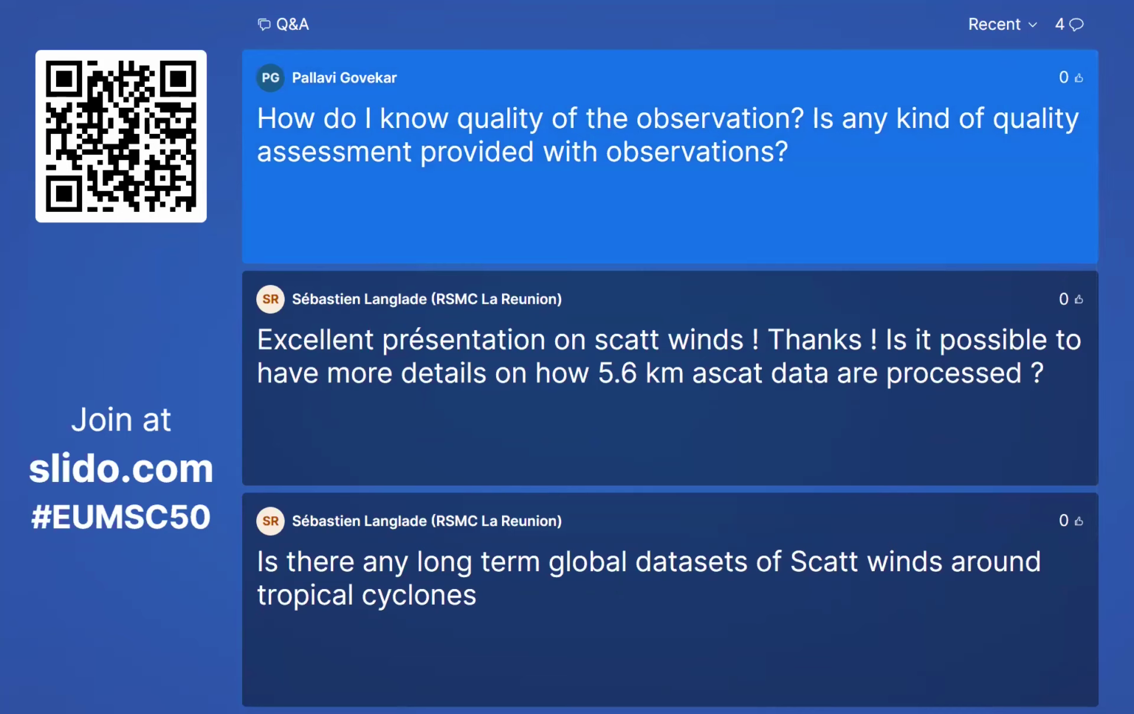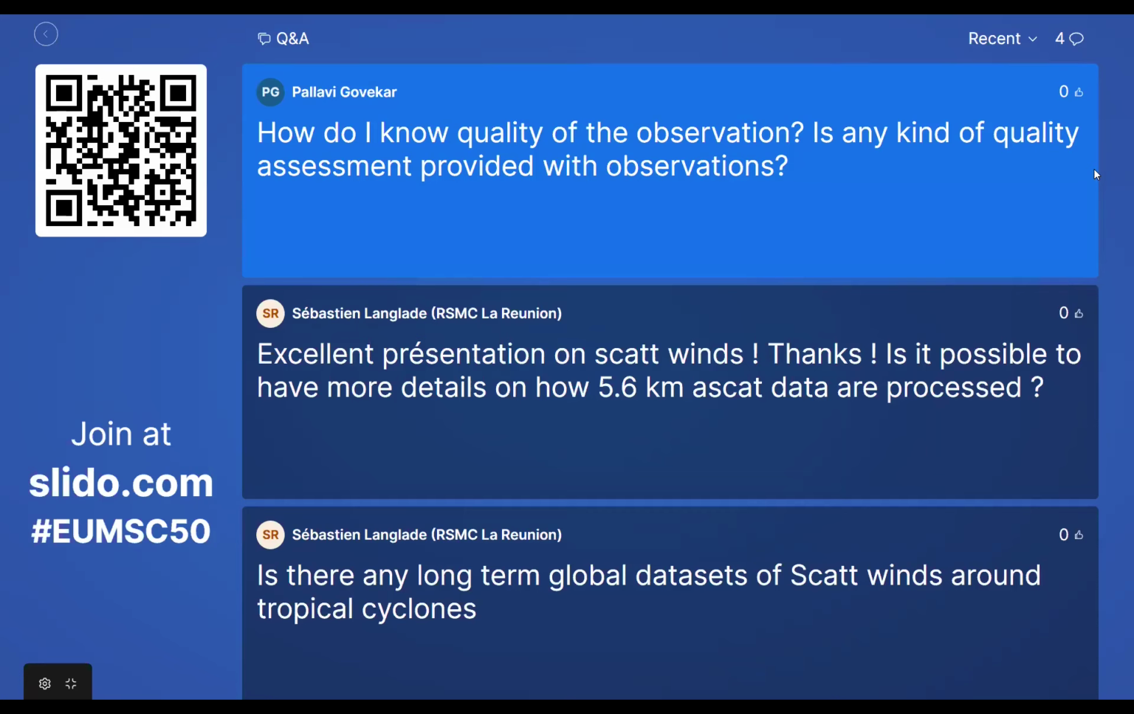Generally, we compare the scatterometer winds with ECMWF model winds and also with buoy winds. So we use winds from moored buoys over the oceans to compare the scatterometer winds with, and we do this on a regular basis in the OSI SAF. So there are half-yearly operational reports provided in the OSI SAF, and there you can read about the quality.